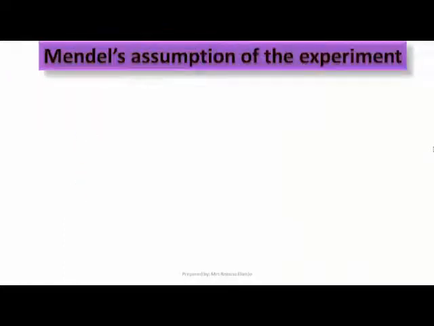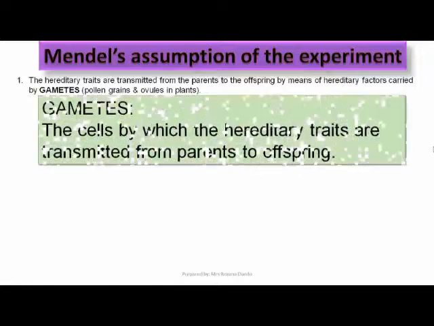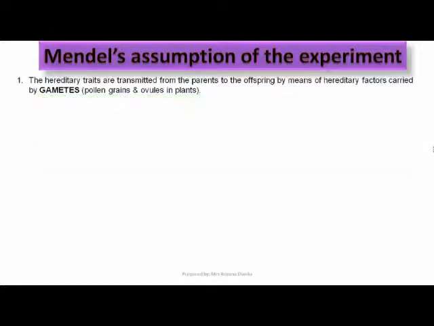Okay, let's carry on with Mendel's assumptions of the experiment. So, Mendel's assumptions of the experiment are: the hereditary traits are transmitted from the parents to the offspring by means of hereditary factors carried by gametes, pollen grains, and ovules in plants. What do gametes mean? Gametes are the cells by which the hereditary traits are transmitted from parents to offspring.